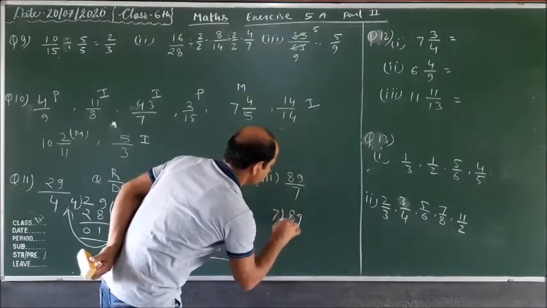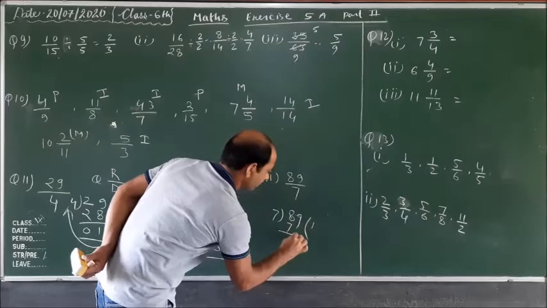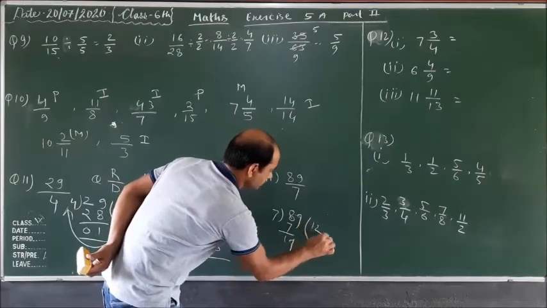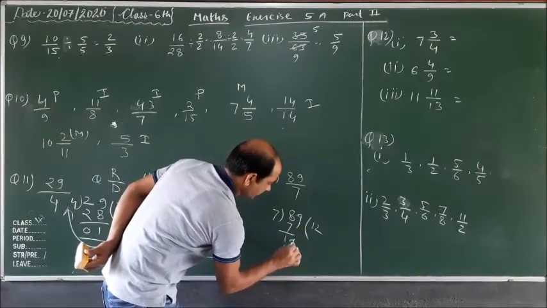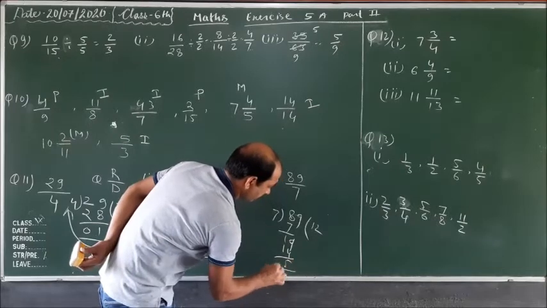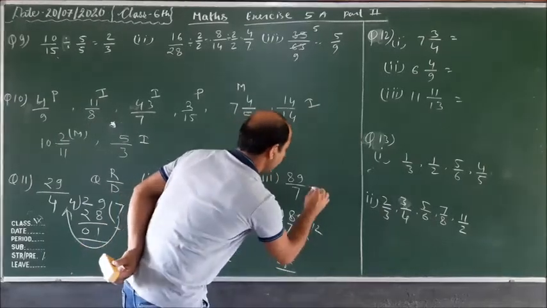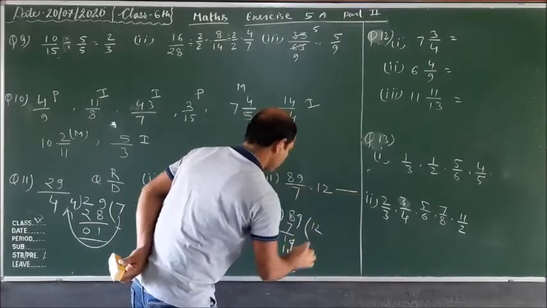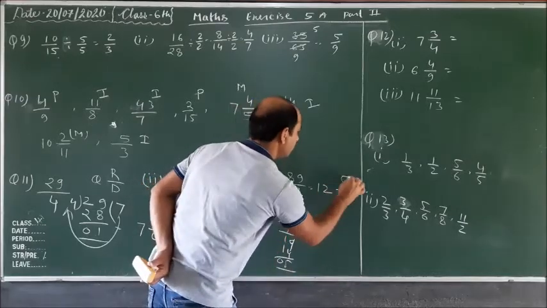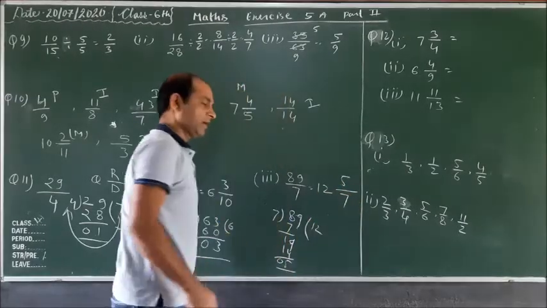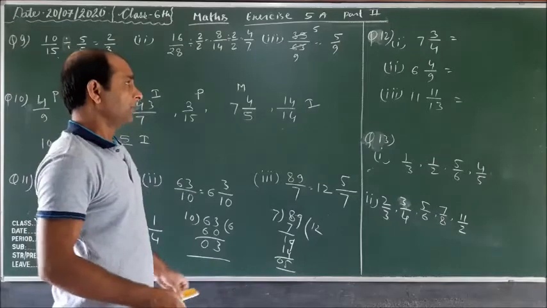59 divided by 7. 7 1s are 7, 7 2s are 14, 45 minus 42, 3. So here we write 12 over 5 upon 7, the divisor. This is in the mixed fraction.